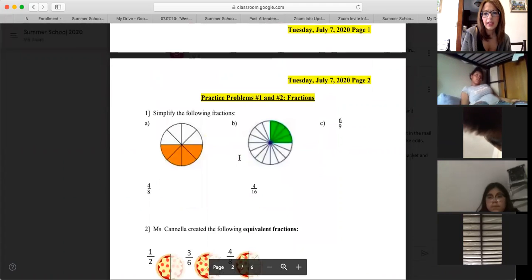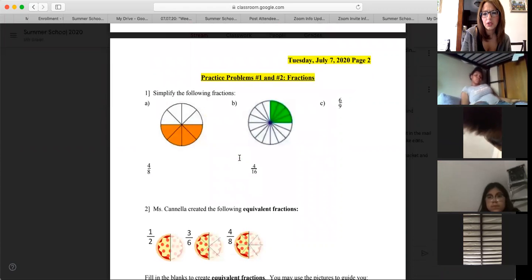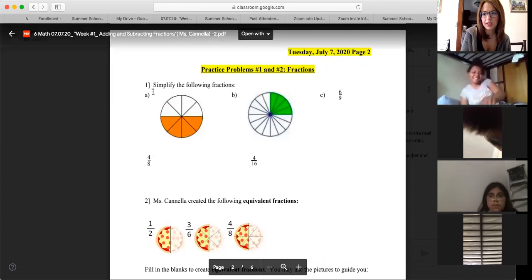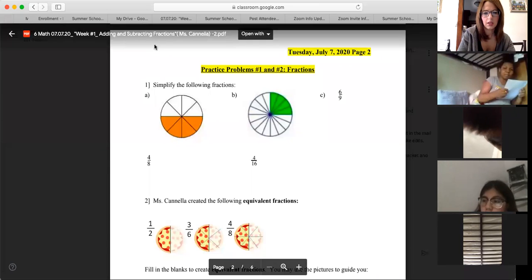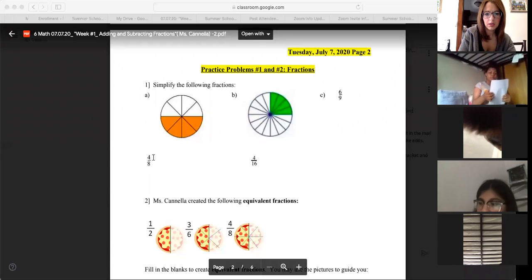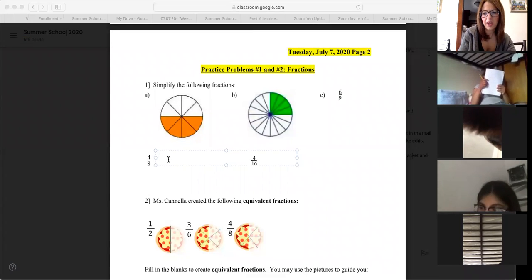All right. Leilani, we're going to have you go first. We're on page 2, problems 1 and 2. Can you read me 1? What does it say? What does it say to do, kid? Simplify the following fractions. Okay. So talk to me. What does the fraction say?